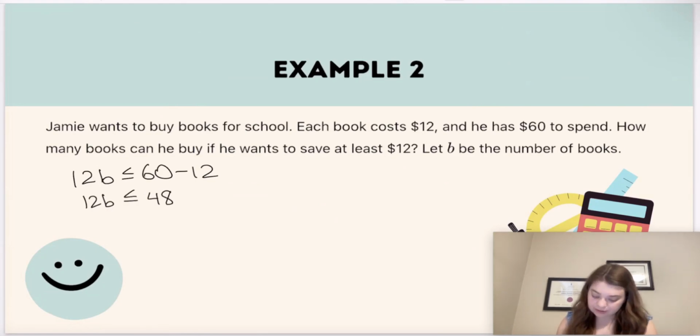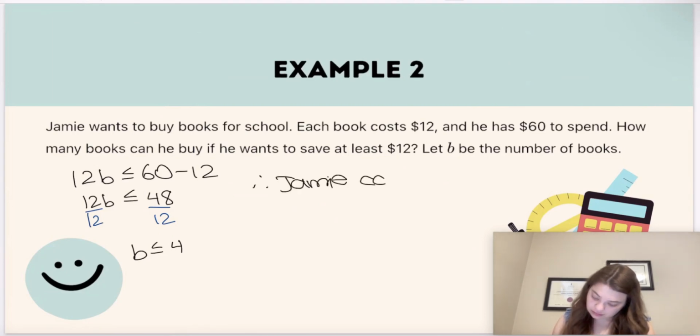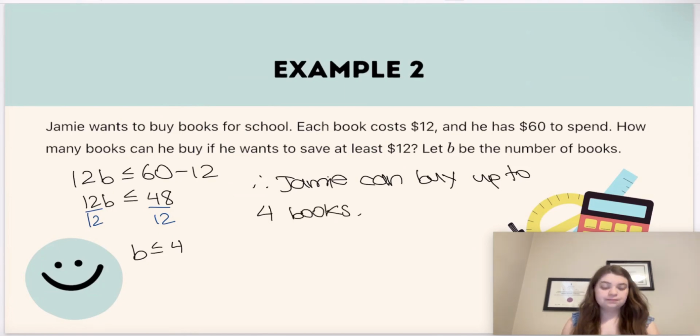And then if I divide both sides by 12, I get that B is less than or equal to 4, because 48 divided by 12 is 4, and the 12s on the left cancel out. And so, in terms of how many books he can buy, he can buy up to 4 books. So he can either buy 0 books, or 1, or 2, or 3, or 4. So, therefore, Jamie can buy up to 4 books for school.